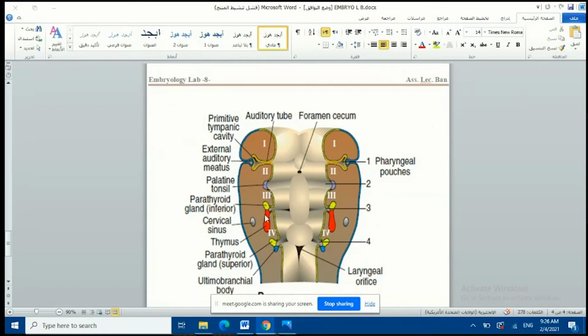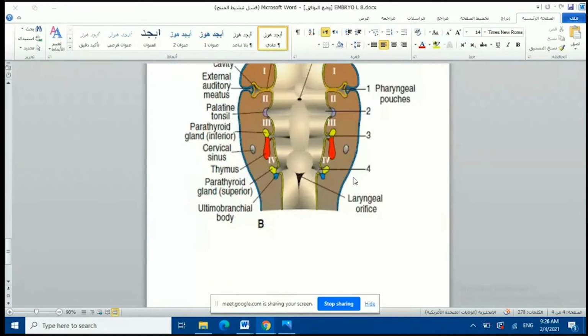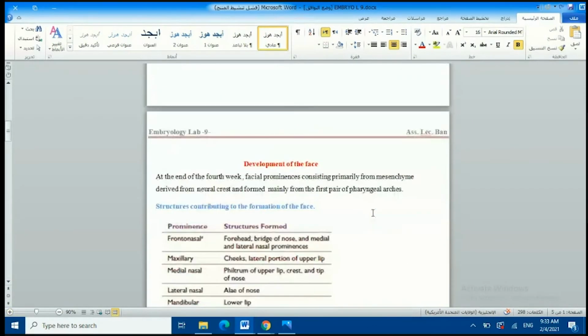So look at here, the thymus, parathyroid gland, and ultimobranchial body is not asked. Okay, so what I am going to mention now is what I will ask you about. It is talking about the development of the face.